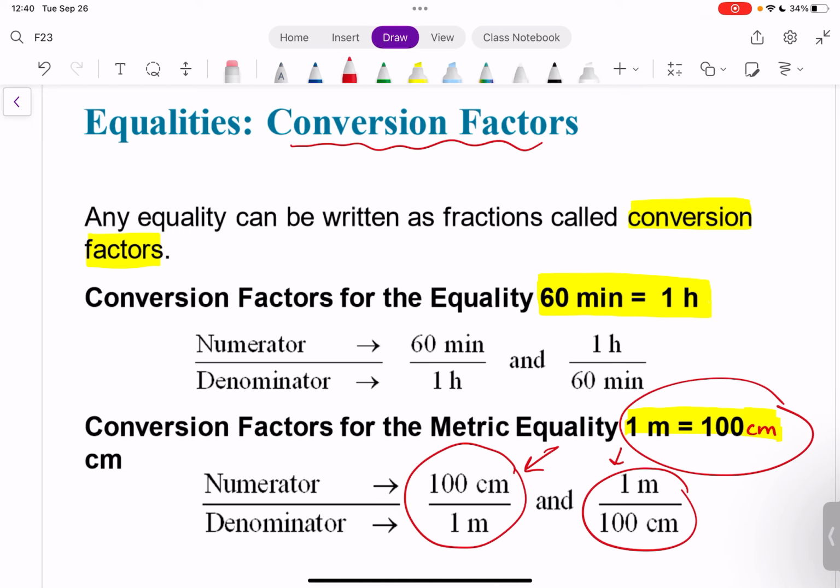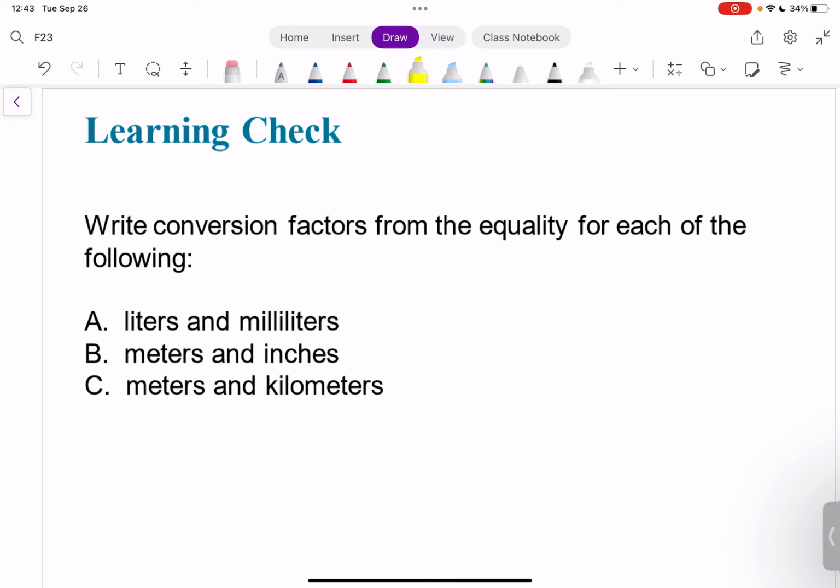Two conversion factors created from an equality. All right, so what this learning check is asking you to do is write some conversion factors from the equality that's given for each of the following. For A, for example, if you have liters and milliliters, what equality can you make from that relationship? And then I want you to write your conversion factors.